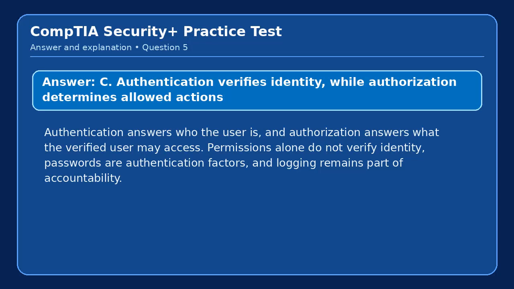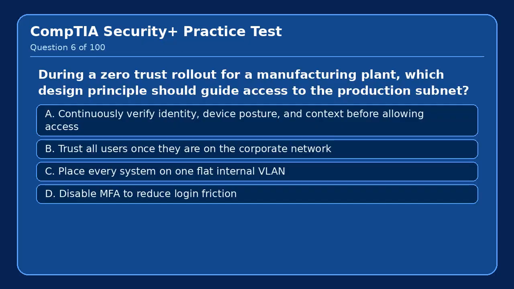Question 6. During a zero-trust rollout for a manufacturing plant, which design principle should guide access to the production subnet? A. Continuously verify identity, device posture, and context before allowing access. B. Trust all users once they are on the corporate network. C. Place every system on one flat internal VLAN. D. Disable MFA to reduce login friction.